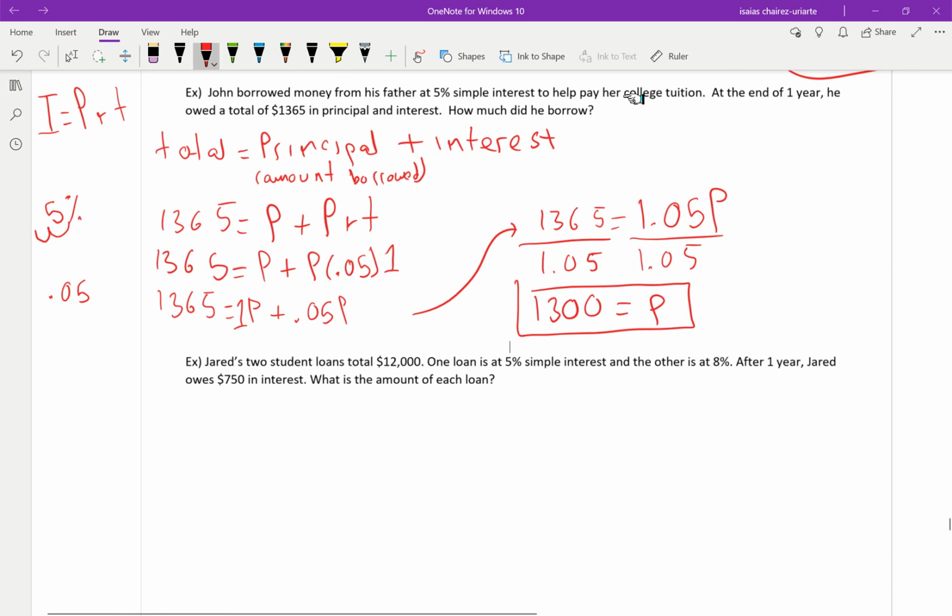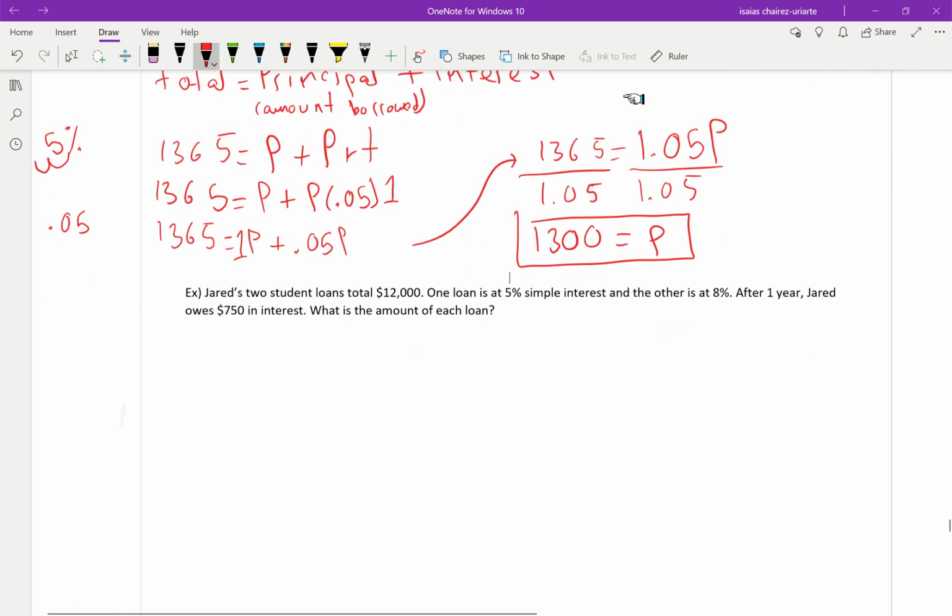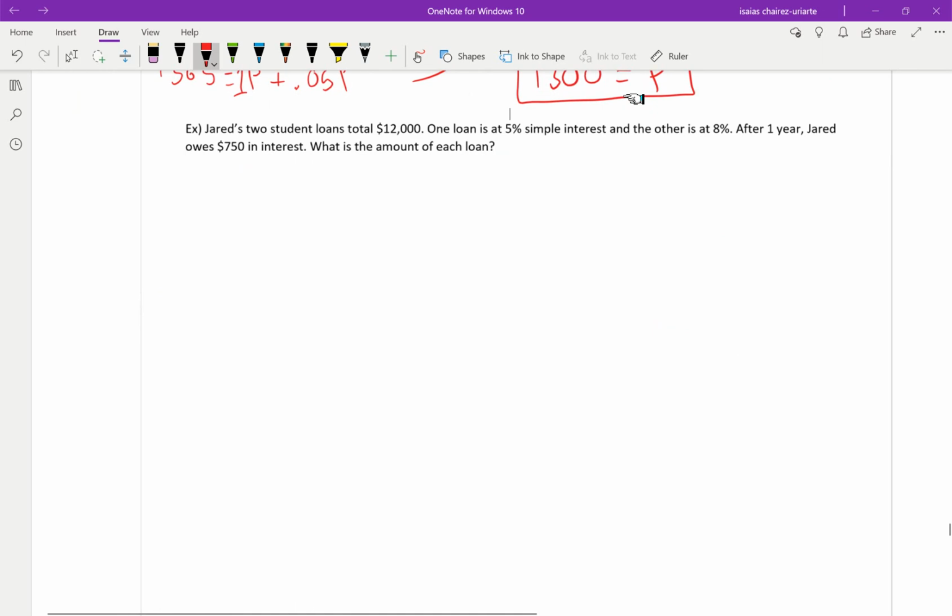Let's try the last one. The last one is a little bit tricky too, because now we're dealing with two principals. Again, we're definitely going to be using our simple interest formula.